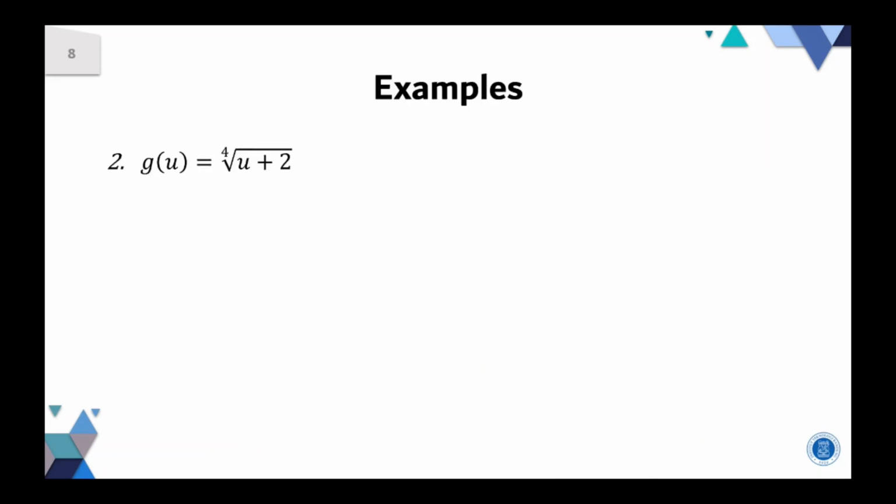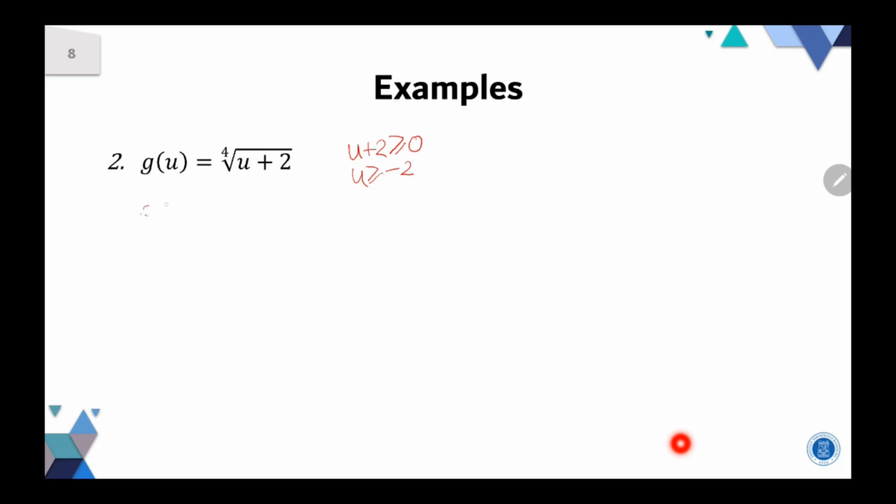Example, so here we have an even root, right? And we know from before that we cannot have a negative number inside an even root. So here we have u plus 2 should be greater than or equal to 0, and of course u is greater than or equal to -2. Okay, so how do we write the domain?